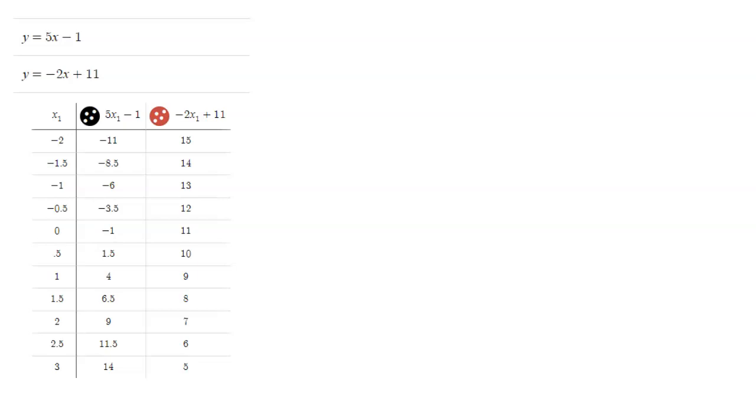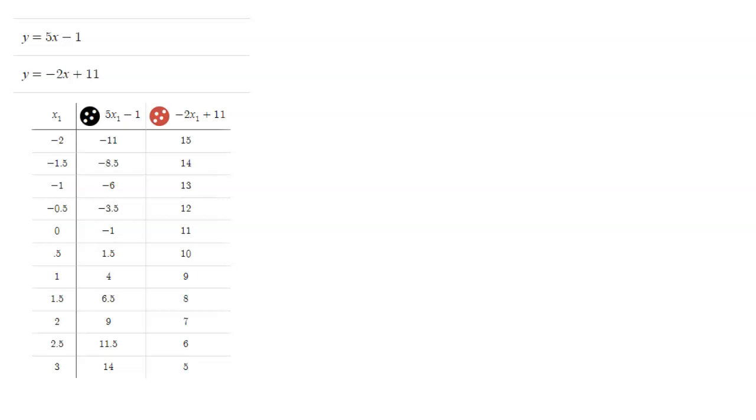Okay, so we're going to use tables to approximate the solution to a system of equations. The system I have here is y equals 5x minus 1 and y equals negative 2x plus 11. And I have a table of values here. And remember, when we're looking for the solution to a system, we're looking for the outputs, the y values, to be equal. And so if you're looking here, we don't have any that are actually equal right now.